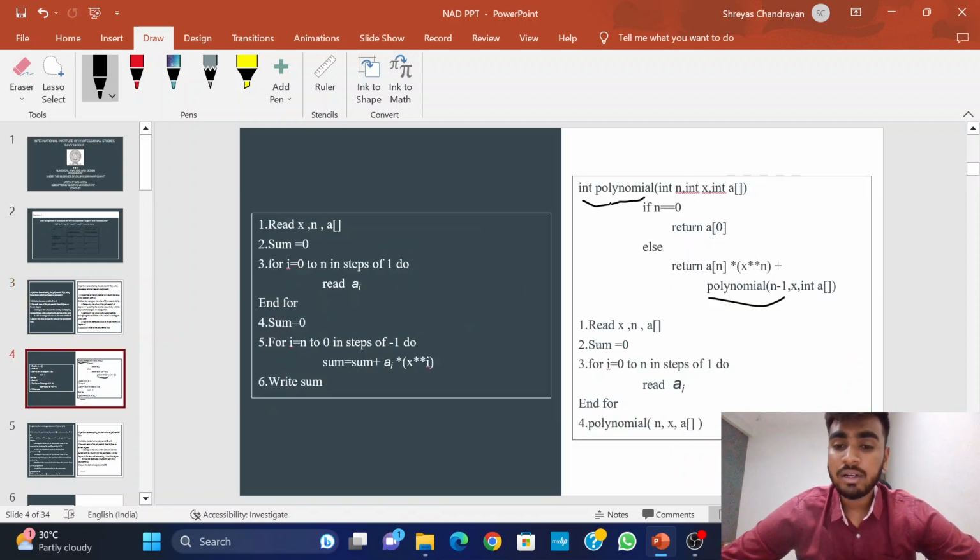Here is the program for evaluating the polynomial using the recursive relation. Here, first we have defined a function polynomial with int n, int x, and int array a. If n is equal to 0, we return a0. Else return a_n times x^n plus polynomial(n-1, x, a). We call polynomial within itself as we are using a recursive method. Then we read x and array a. Sum is equal to 0, for i equals 0 to n in steps of 1, read a_i, and print polynomial(n, x, a).